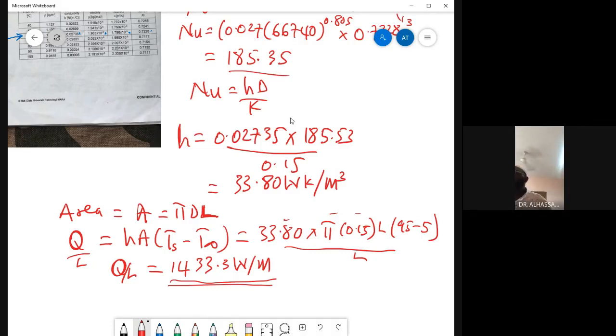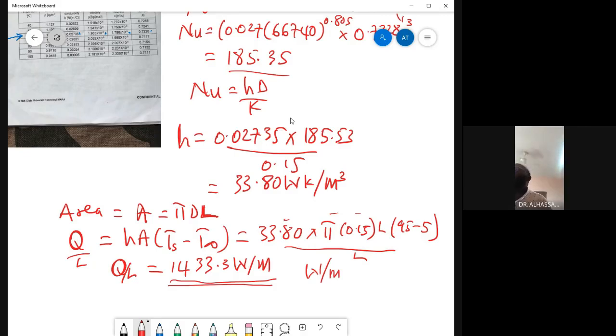Okay? So the rate of heat loss per unit length means that your answer should be in watt per meter. You understand? So here you cannot make the assumption for the length, because the question specifically says to determine the rate of heat loss per unit length. It's the same as if they say determine the heat flux.